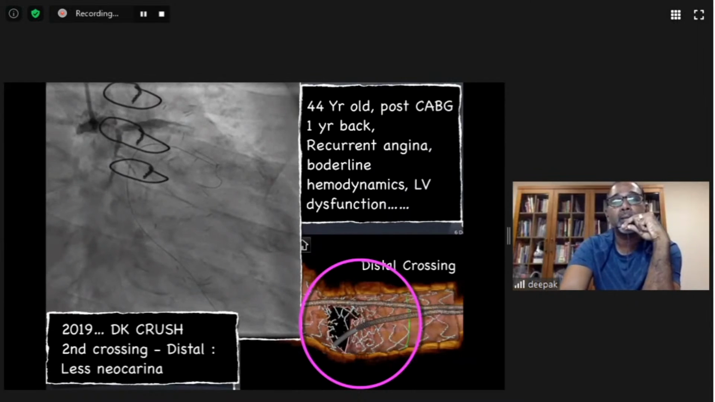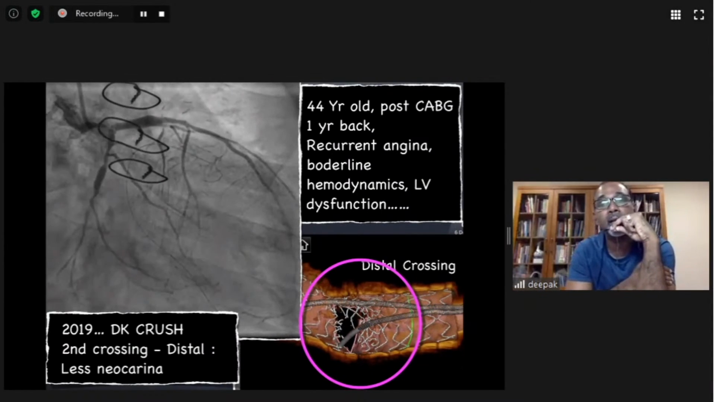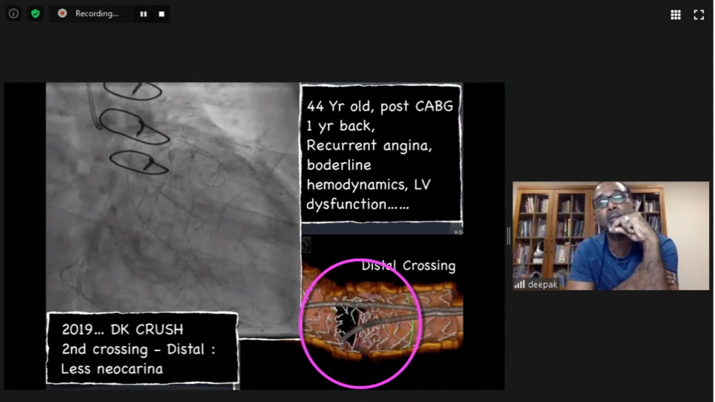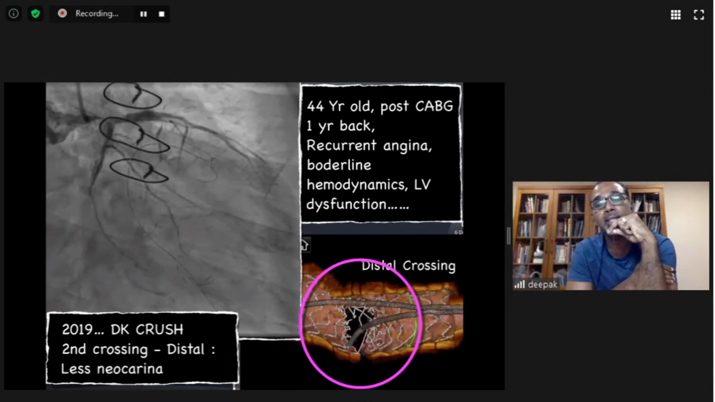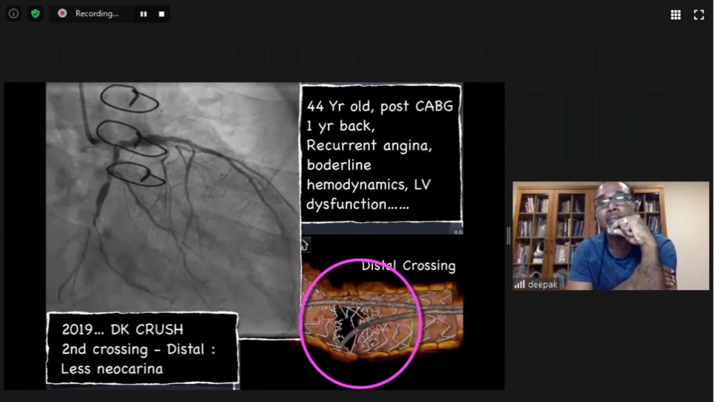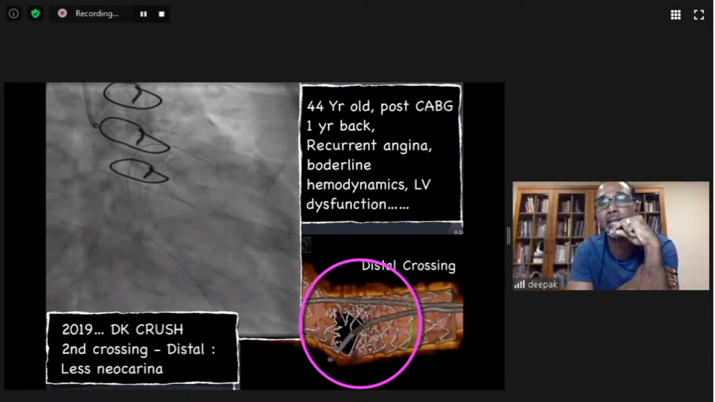And now coming to the last case, this was a DK crush technique that was done almost a year back. Here what we tried to do was we went through the proximal cells in the first crossing, and when we did the second crossing, we went through the distal cells. You could see here in the lower image that this was a young chap post bypass surgery. 1 year down the line, all the grafts were occluded.